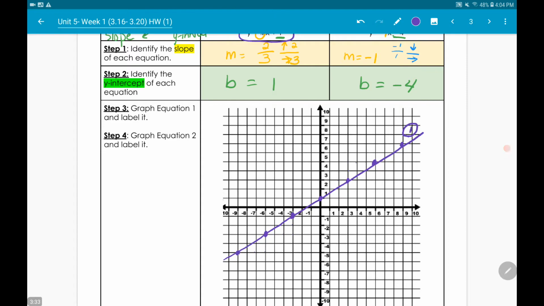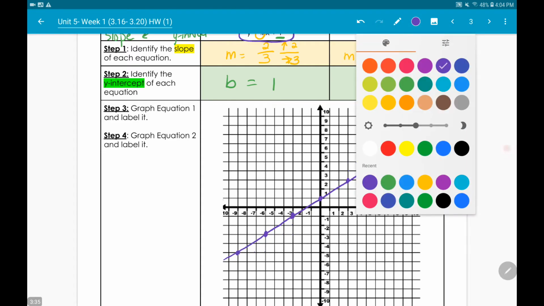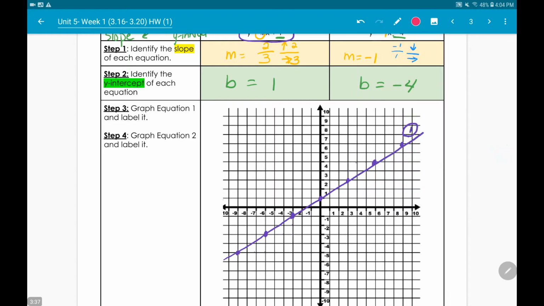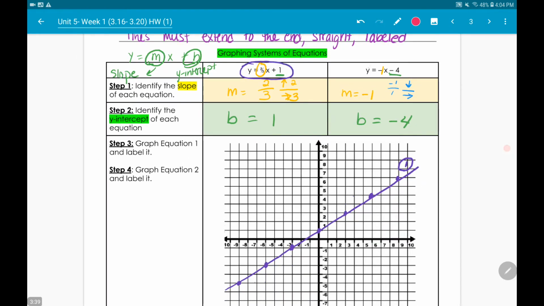Okay, line number 1 is done. Line number 2, I'll do in red, just so it's a different color. Line number 2 in red. And I label line 1 simply with the number 1. So that's an easy fix. This is going to be equation 1. This is going to be equation number 2.